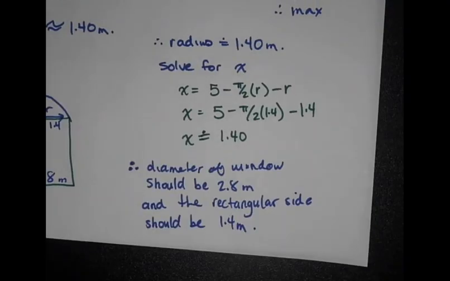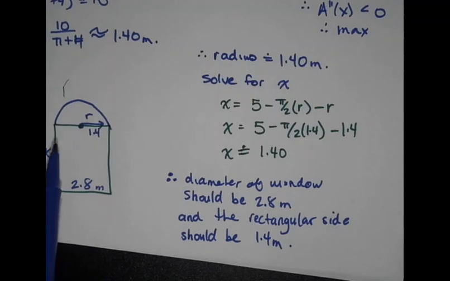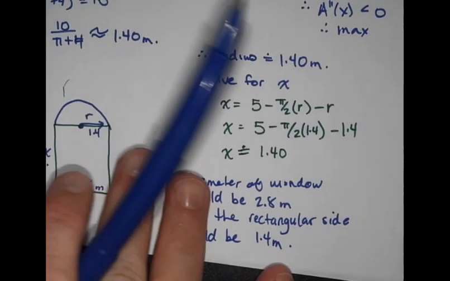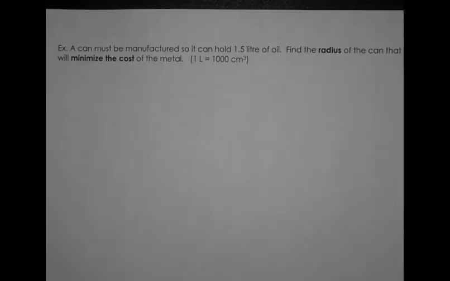So just to summarize what we did, the diameter has to be 2.8 meters straight across, and this distance here has to be 1.4 meters. Okay? All right, last question.